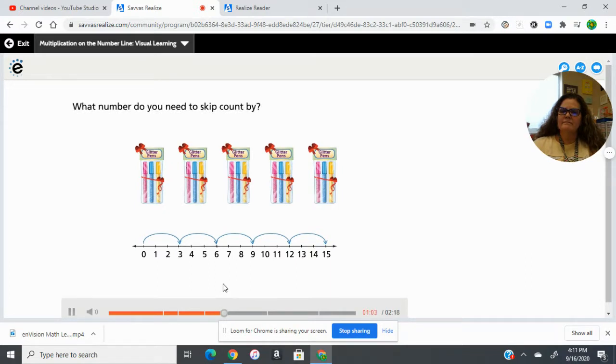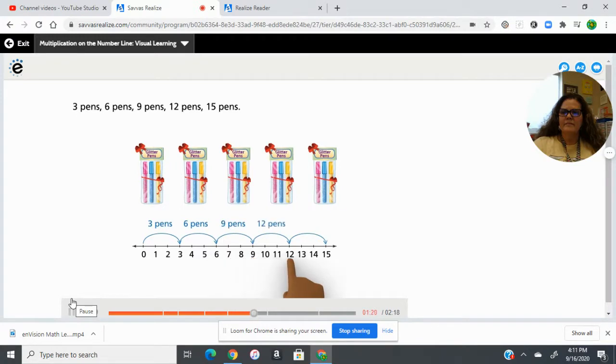What number do you need to skip count by? Okay, so what number are we skip counting by? We're skip counting by 3. That's the size of the group. Since each gift bag will have 3 glitter pens, you will skip count by 3. 3 pens, 6 pens, 9 pens, 12 pens, 15 pens.